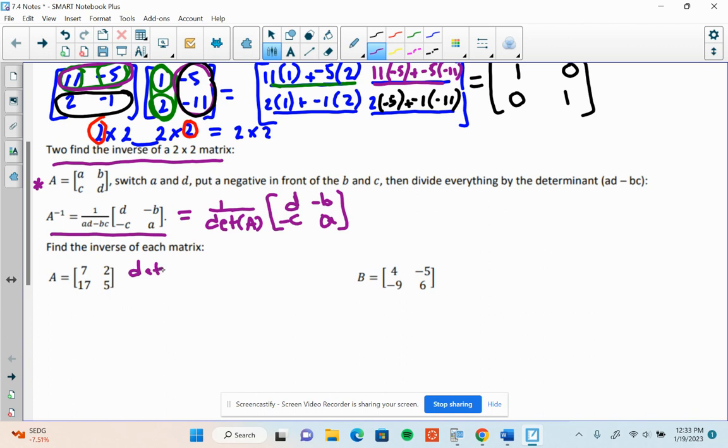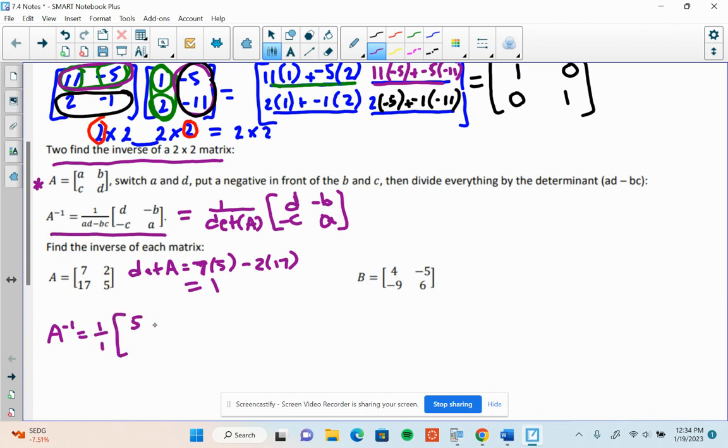All right, so for these two examples, we're going to find the inverse of each matrix if possible. So we're going to first of all find the determinant of matrix A. So the determinant of matrix A is going to be 7 times 5 minus 2 times 17. That's 35, take away 34, which is 1.